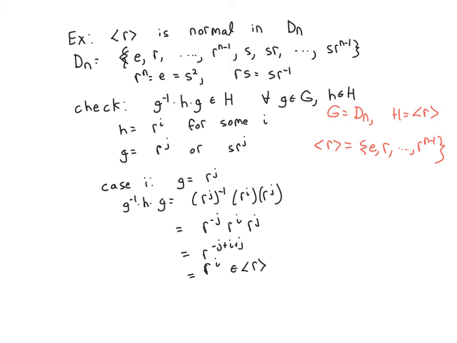The first case is we're going to conjugate a rotation by another rotation. So let's see what happens when you conjugate a rotation by a rotation. Notice what this means geometrically. It means you're going to do a clockwise rotation by j times, another clockwise rotation i times, and then counterclockwise j times. And that's exactly what we're seeing: R to the j, R to the i, R to the minus j.